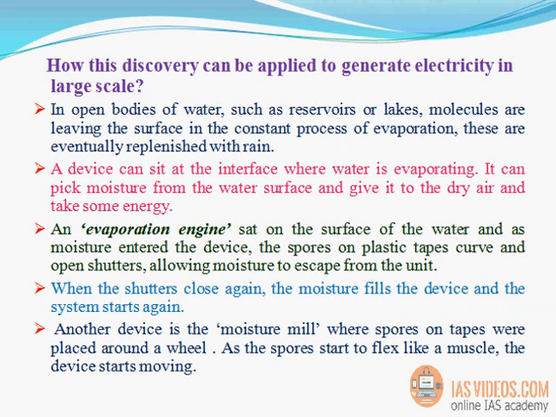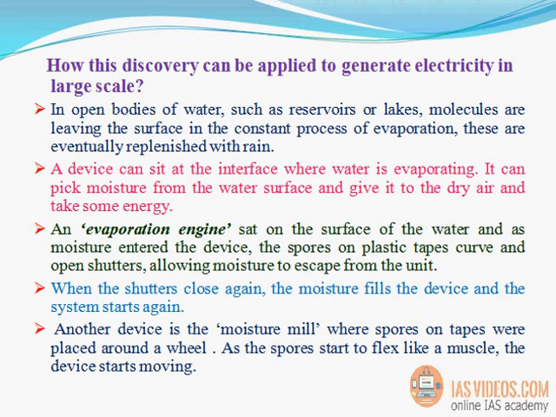How can this discovery be applied to generate electricity on a large scale? In open bodies of water, such as reservoirs or lakes, molecules are leaving the surface in the constant process of evaporation. These are eventually replenished with rain. A device can sit at the interface where water is evaporating. It can pick moisture from the water surface and give it to the dry air and take some energy.